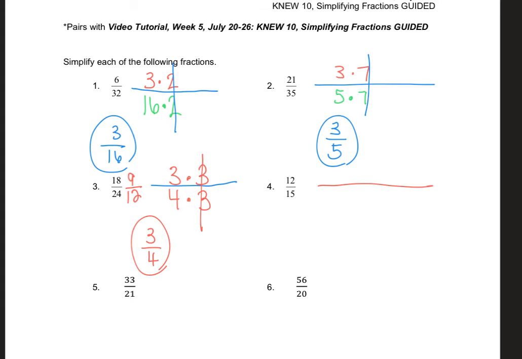All right, number 4. I'm going to rewrite the top as 3 times 4. I'm going to rewrite the bottom as 3 times 5. Again, that rule of 5 helps me. Things are divisible by 5 when they end in 5 or 0. There are some divisibility rules that help you. So you know something's divisible by 5 when it ends in 5 or 0.